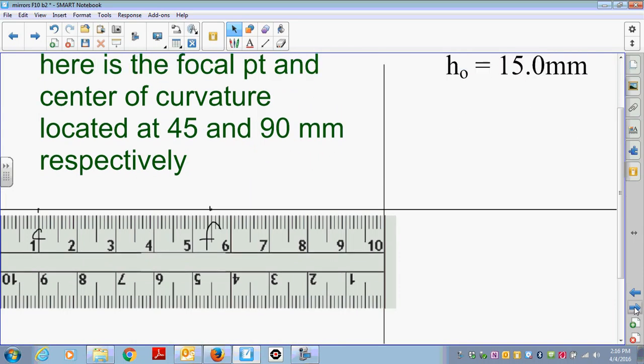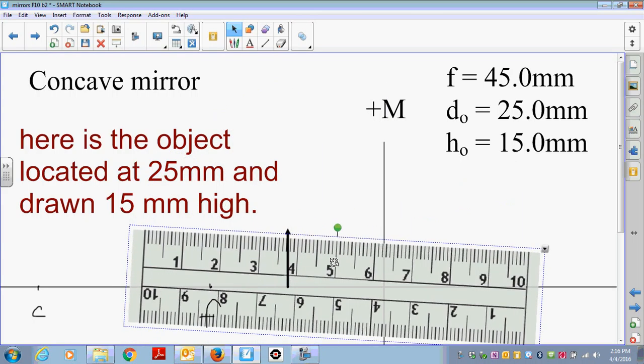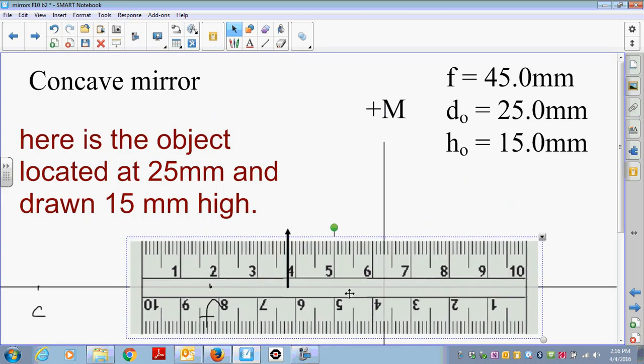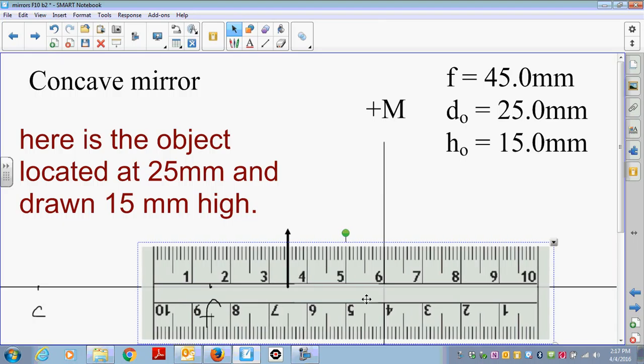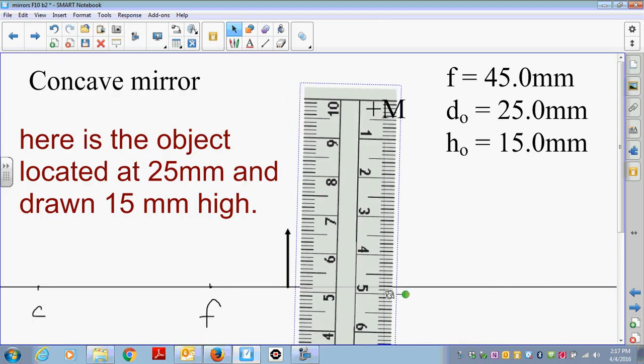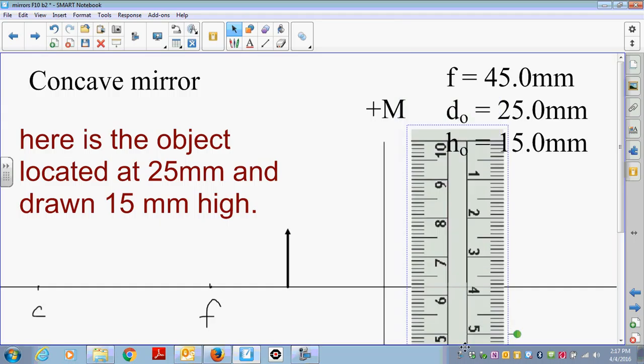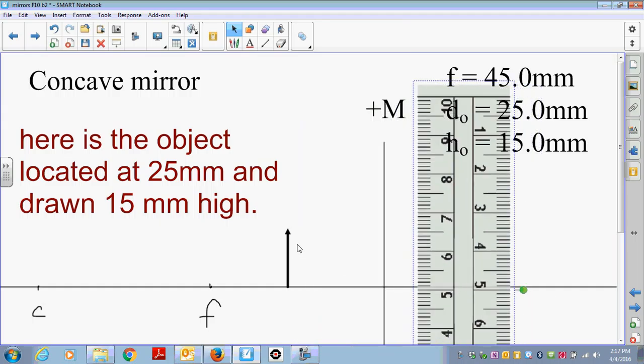Okay, so the next thing we're going to do is draw our object. We know that our object is located 25 millimeters away, so we take our ruler and we measure out the 25 millimeters. So here you can see it's 25 millimeters away, and the height of our object is 15 millimeters high. So now that we've drawn our object, what we're going to do is draw our rays.